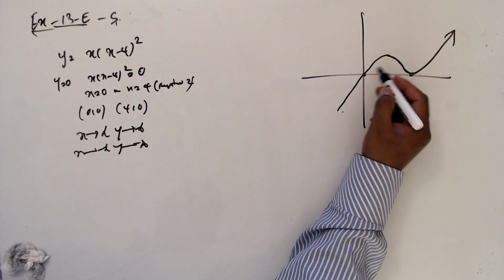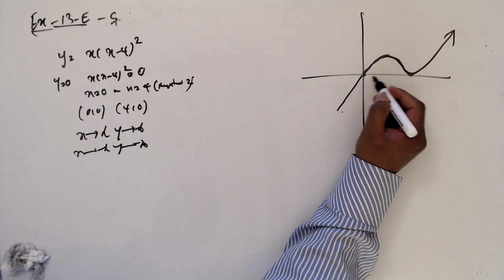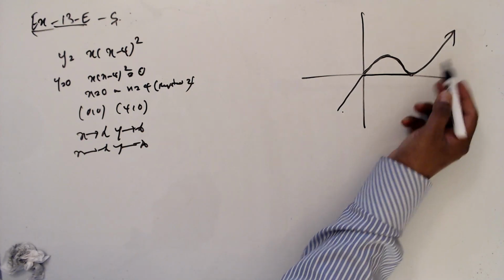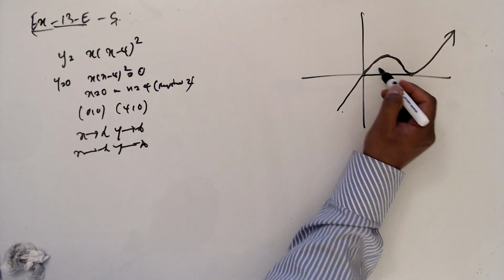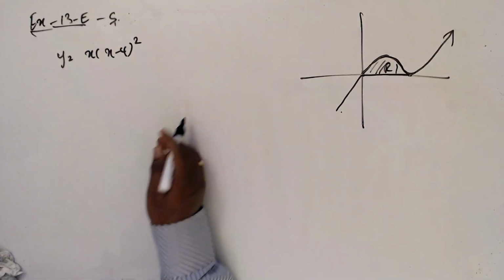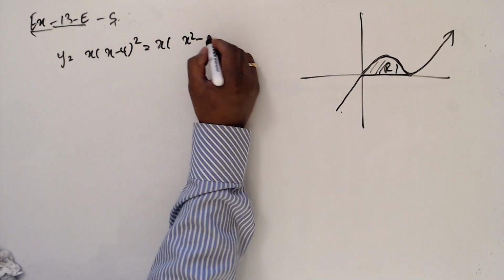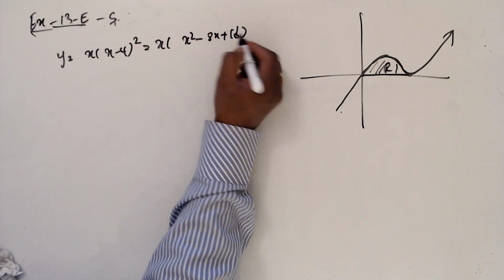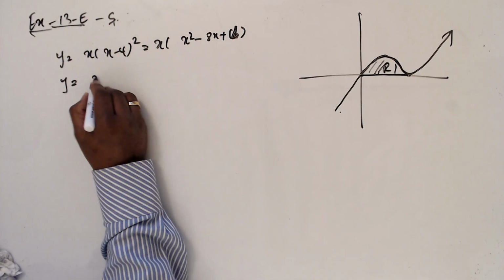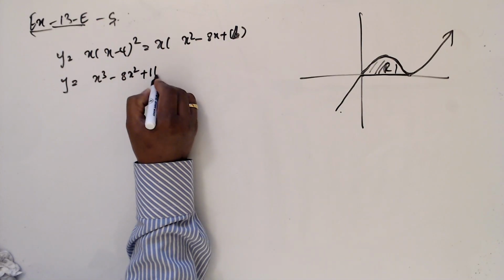So we want to find the finite region. This is the region covered by this curve and this axis, and it's covered totally in this area. This is open, infinite. So this is the region we need, R. First of all, expand this one. X square minus 4 times x, that is x square minus 8x plus 16. So this is going to be y equals x cube minus 8x square plus 16x.